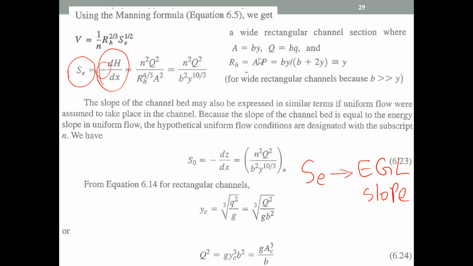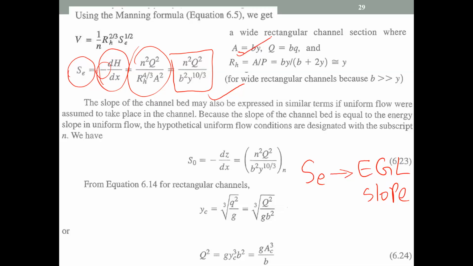So what we do, we take the slope of the EGL from the Manning equation. This is the Manning equation, right? So we can get the slope of the EGL from the Manning equation. So we have that one coming from the Manning equation. A is equal to by, if you are talking about a rectangular channel section.